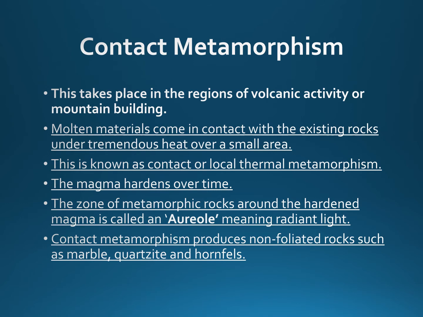The magma hardens over time. The zone of metamorphic rock around the hardened magma is called an aureole, meaning radiant light. Contact metamorphism produces non-foliated rocks such as marble, quartzite, and hornfels.